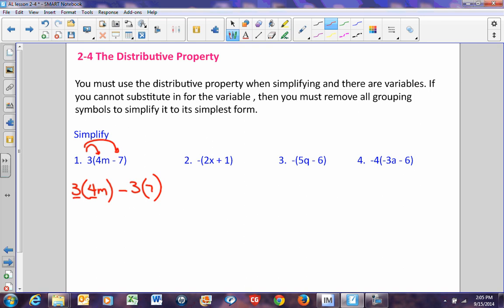3 times 4 is 12, and we tack on our m. 3 times 7 is 21. And that's as simplified as that problem can get because we do not know what m is.